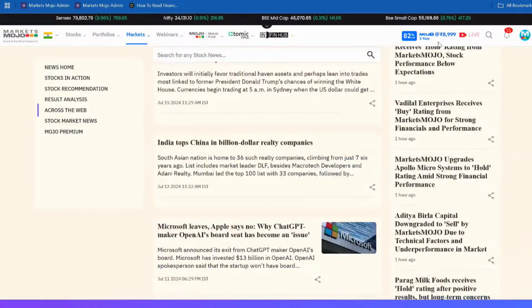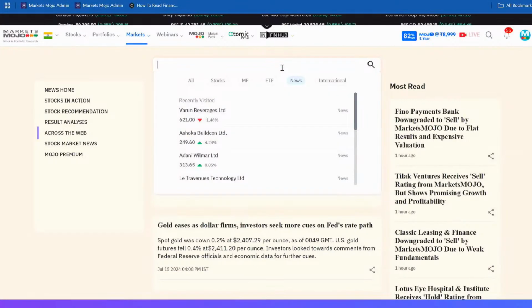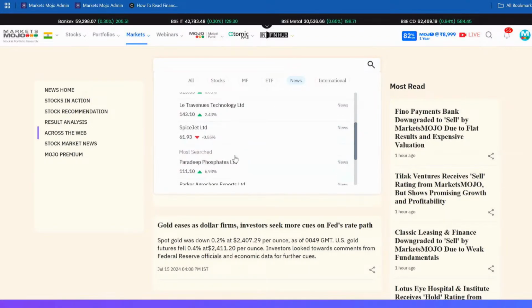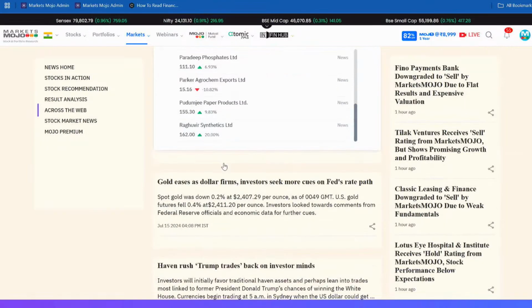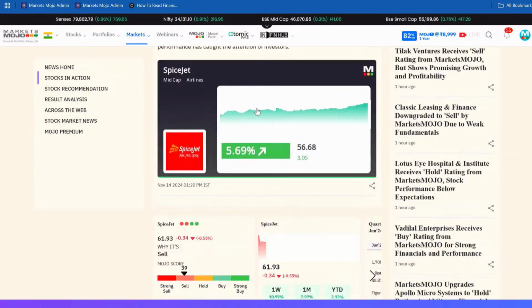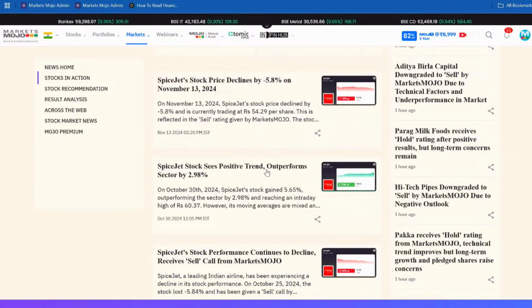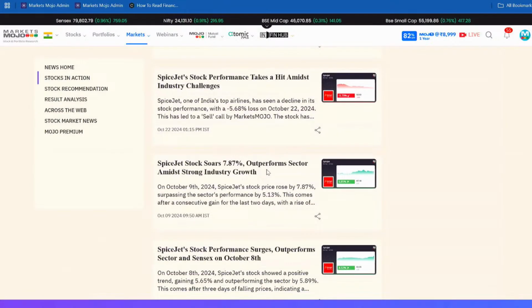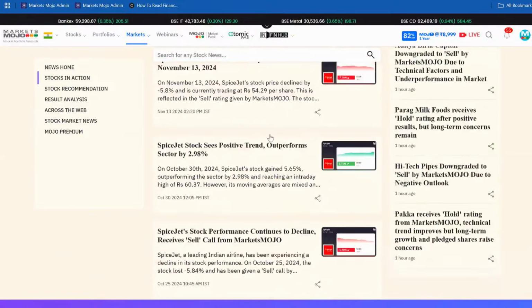Or you can go to one particular stock. You can search any stock's news. If there is a particular stock you hold in your portfolio and you want to know if there is any particular news, let's say I'm holding SpiceJet. I can click on SpiceJet and see how the result is, what the news is, and that the stock has seen a positive trend. So there's a lot of news available on MarketsMojo as well.